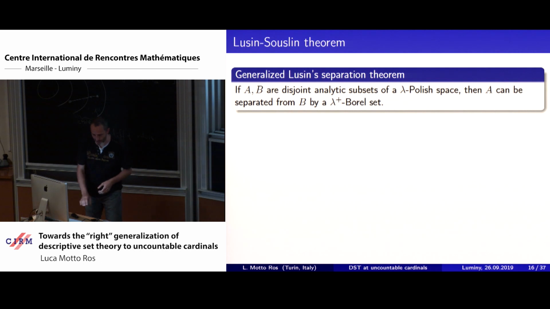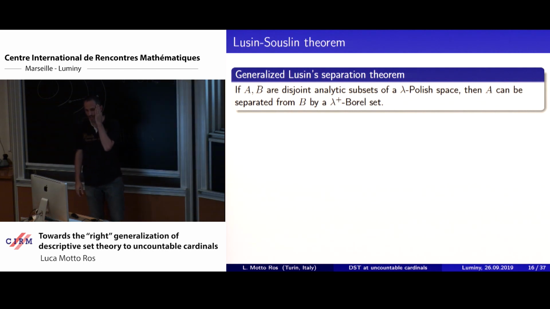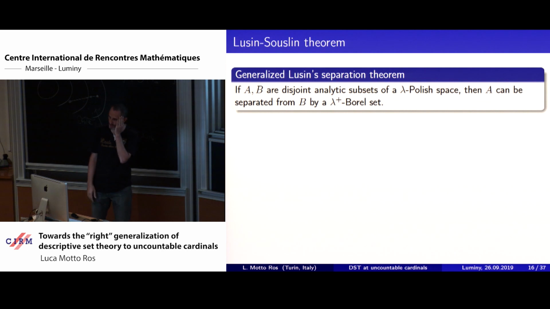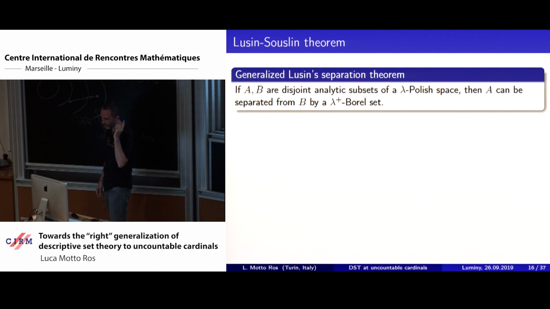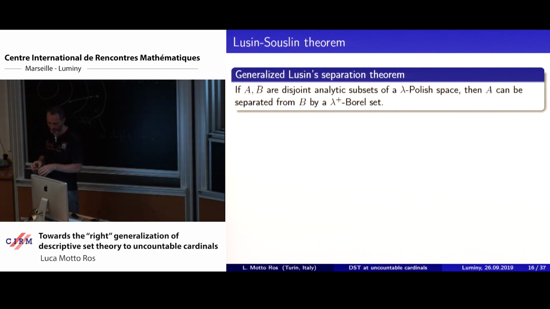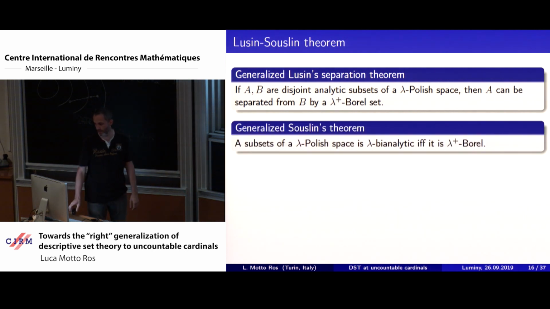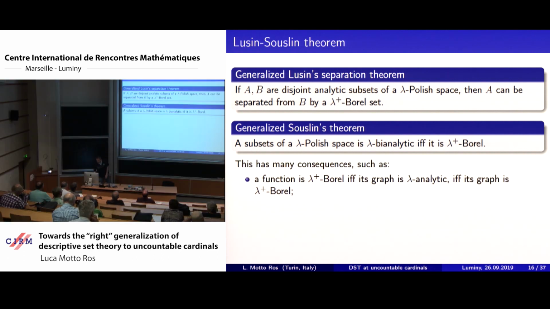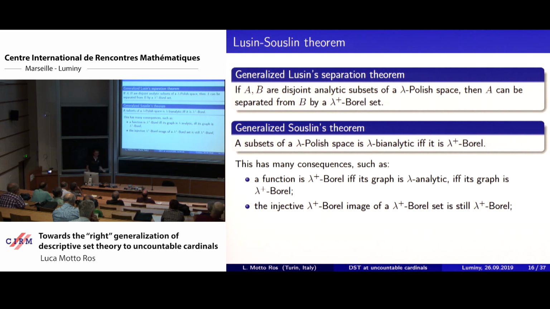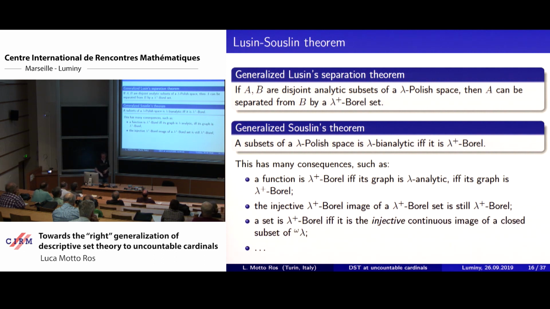Okay, and then let me mention, to finish this part, we studied the Lusin separation theorem, and this works in this case. If you have two lambda-analytic sets which are disjoint, you can separate them with a lambda-Borel set. Therefore, Borelness is the same as being bi-analytic, just as in the classical case, and you have all the consequences. So a function is Borel if and only if its graph is Borel, and injective images of Borel sets are still Borel, and so on and so forth.